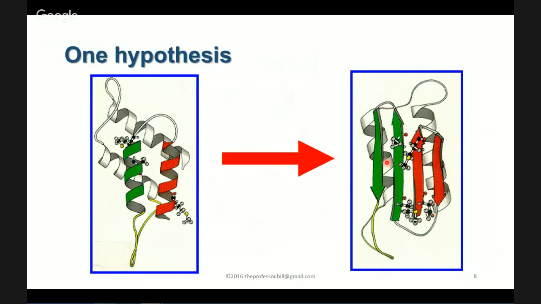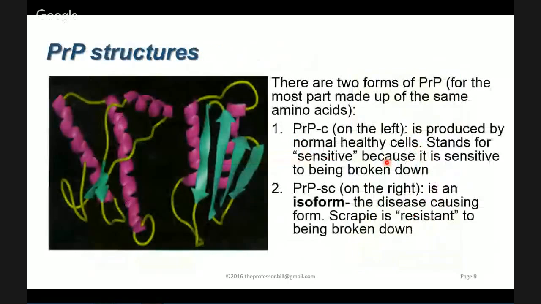And so one of the things that we know is that this form, the beta sheeted form, the scrapie form, is actually much more stable in solution, and it is something that accumulates over time. This form here on the left tends to be more monomeric. It doesn't like to clump together, but the form on the right is resistant to protease attack. It's also very stable in solution. It doesn't get degraded very easily, and it likes to stack up on top of each other.